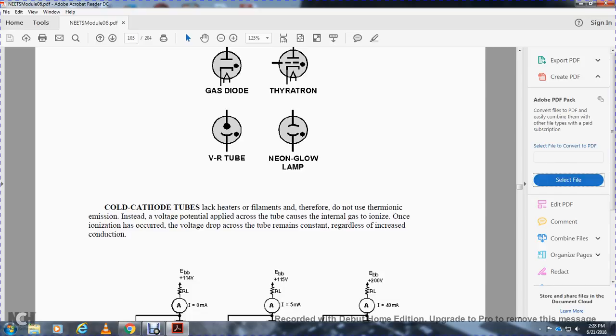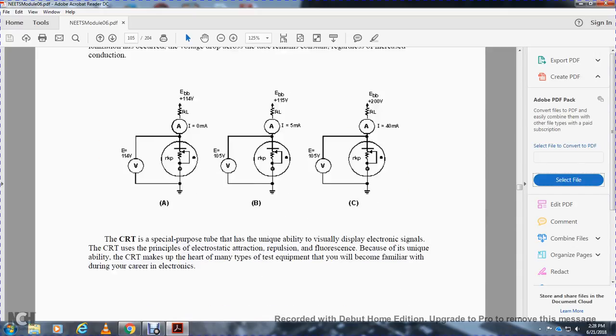Cold cathode tubes lack heaters or filaments and therefore do not use thermionic emission. Instead, a voltage potential is applied, and the internal gas ionizes. The voltage across the tube remains constant regardless of the increased conduction.